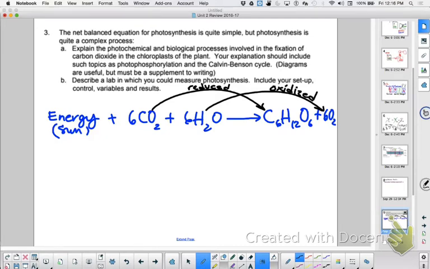We good so far? Okay, then it says, explain the photochemical and biological processes involved in the fixation of carbon dioxide in the chloroplast in the plant. So when you say the fixation of carbon dioxide, which cycle are you talking about? Calvin cycle. Another name for it? Light independent. Yes. But in order to explain that, you have to also talk about the light reaction. Your explanation should include such topics as photophosphorylation and the Calvin-Benson cycle. Diagrams are useful, but must be a supplement to the writing.